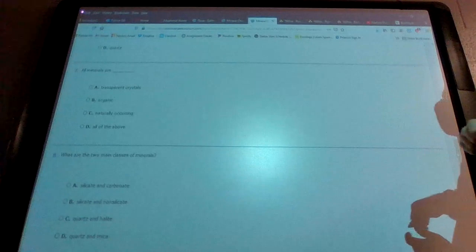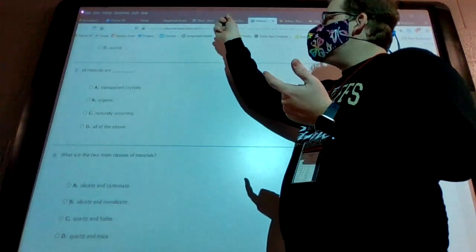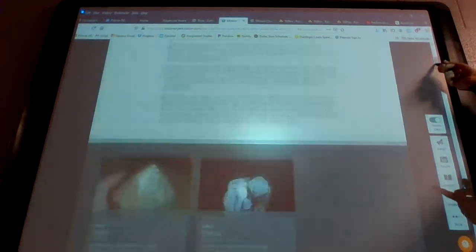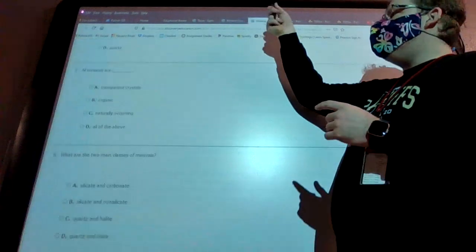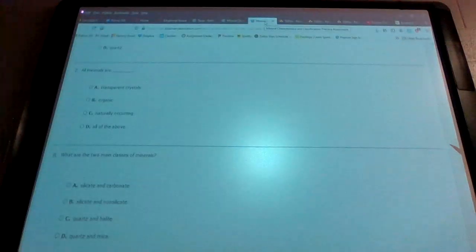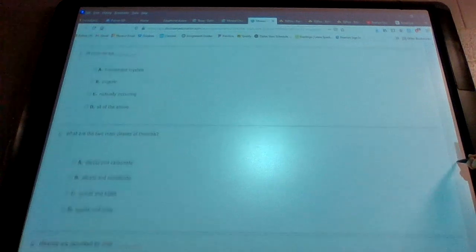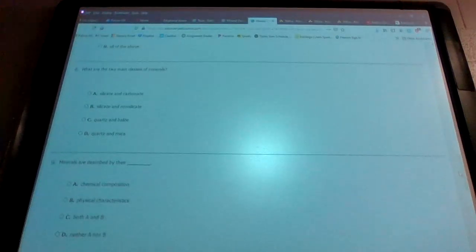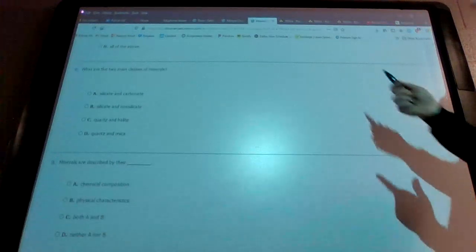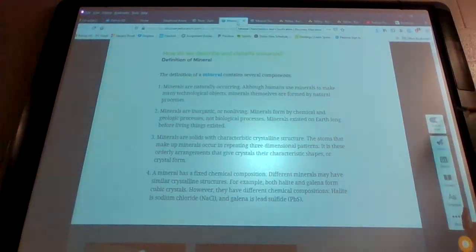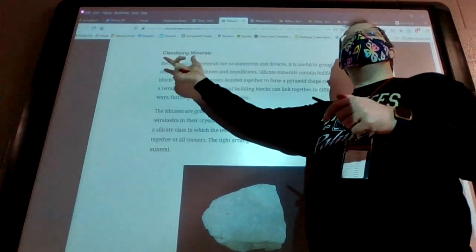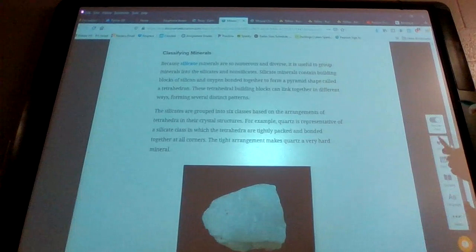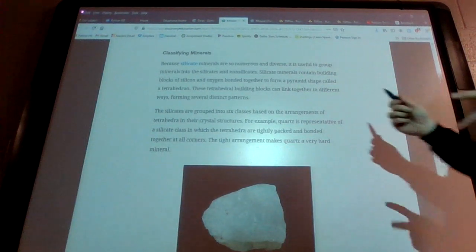Number 7, all minerals are, that's going to be part of these top 4 up here. All minerals have to be these 4 things. So read through the answer choices, see if any of them match up with those 4 things. That's what they're looking for there. What are the 2 main classes of minerals? The two main classes are going to be your overall big groups. Those are going to be your silicates and non-silicates. Yeah, those are your two classes, silicates and non-silicates. I don't know if they say that outright, but those are your two big groups.